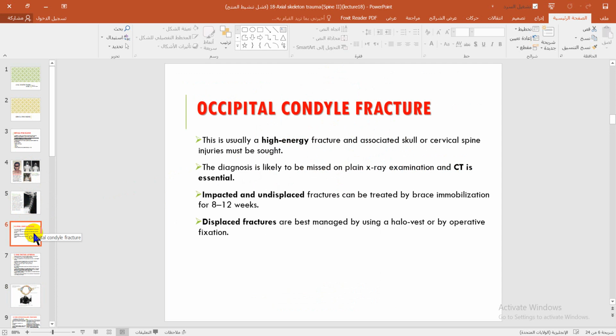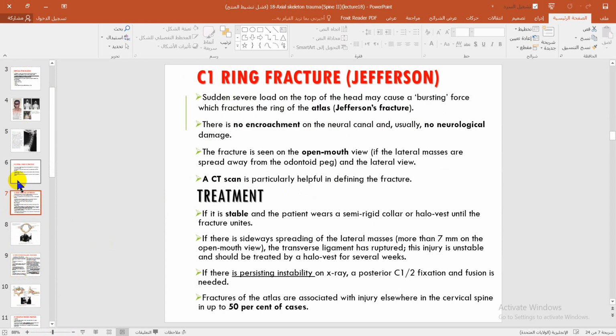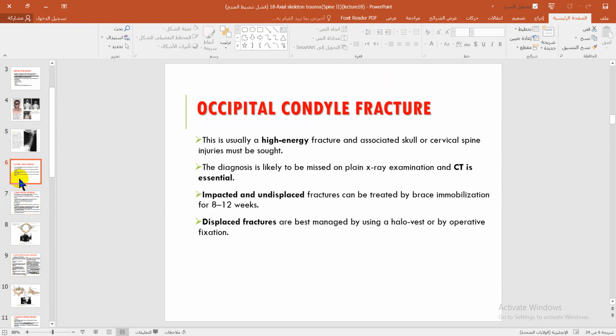Displaced fractures are best managed by using a halo vest or by operative fixation, while impacted fractures are treated by a brace, just immobilization, by a rigid collar or something like this. The simple fracture is called Jefferson fracture. In a Jefferson fracture, the two arches are displaced laterally.